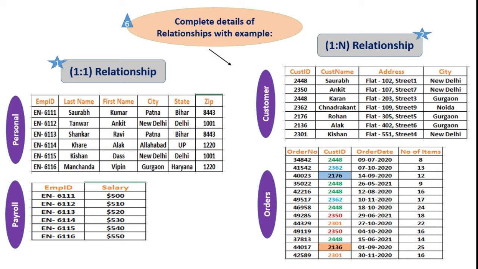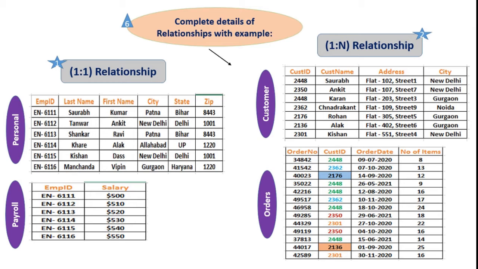That's why you can understand it is bidirectional, and either of the tables we can take as a primary table, right? In one-to-one relationships, either of the tables we can take as a parent table or the primary table, right? Going forward, the next is one-to-many relationships.